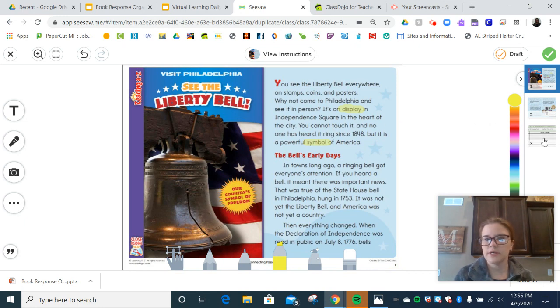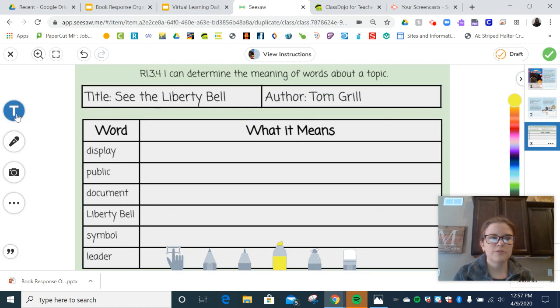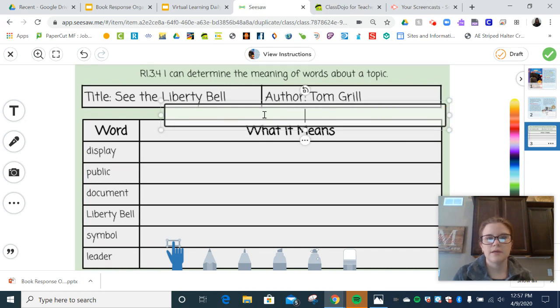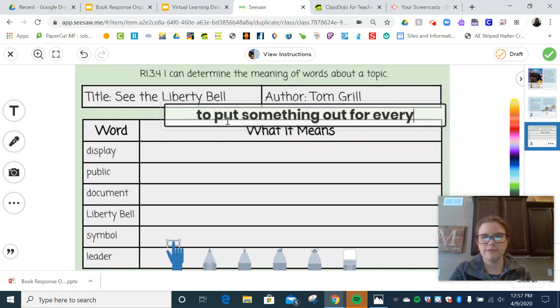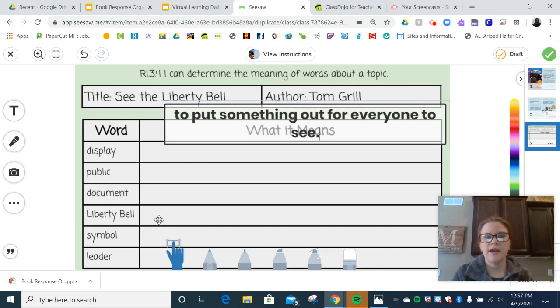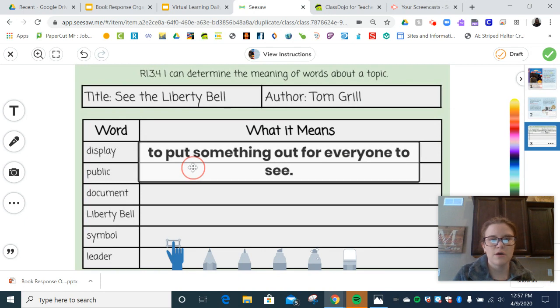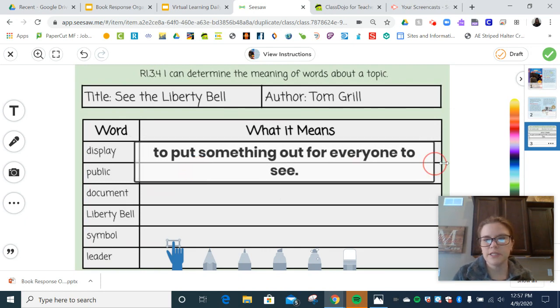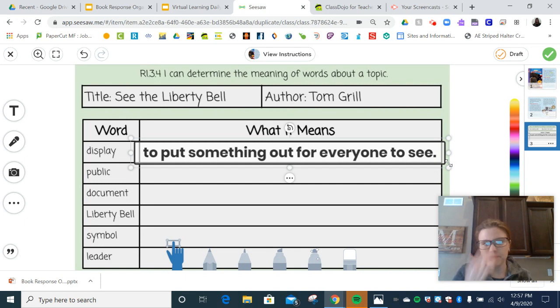So I am actually going to click over here. Okay, and I'm going to use my text tool or my labeling tool to write what I think it means. Okay, so I think that to display something means to put something out for everyone to see. Okay, I have found that when you are using the label tool, that it's easier to type out what you want to say first, and then you can use this little hand to change the size and move it where you want it to go. Sometimes things don't fit perfectly in the box, and that's okay, but this one looks like it's going to fit pretty well. All right.